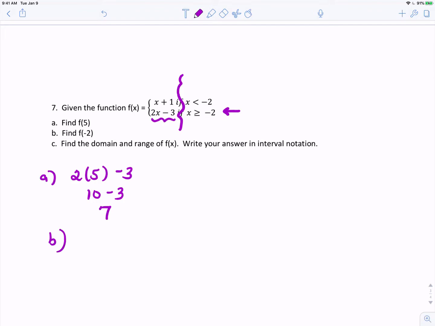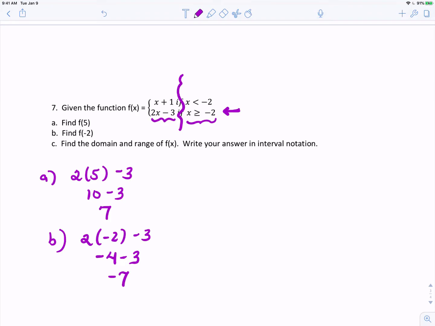For B, find f of -2. And again, we have to figure out which rule we're going to use for -2. Now notice that if x is -2, it falls into the second rule also, because that's the rule we use when x is equal to -2. And so we're going to have 2 times -2 minus 3, or in other words, -4 minus 3, or -7. Find the domain and range of f of x. Write your answer in interval notation.